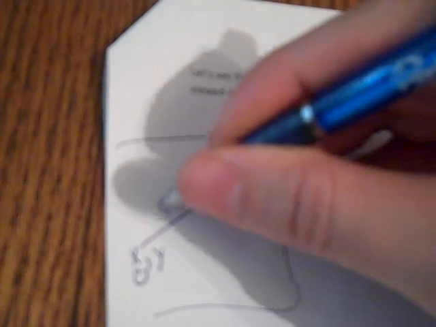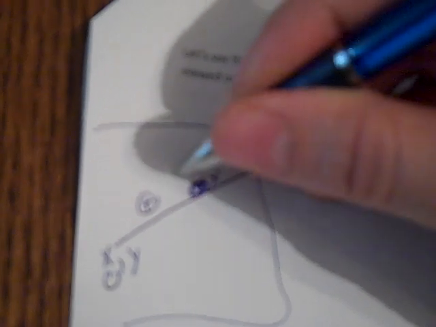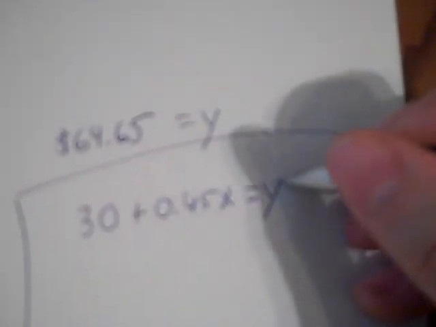Each, per, they all mean the same thing. So we know that it's a line. Y equals MX plus B, and I know my M is 45 cents. Prior to that, you had 30. So write the equation: 30 plus 0.45x equals y. 64.65 is the replacement value, and that's money, so that's y. So that's where we're going to be putting it.